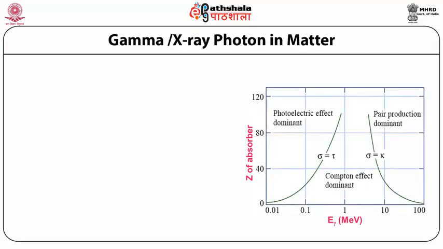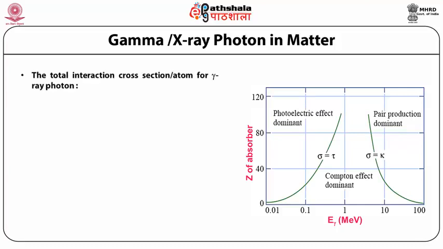Gamma ray, X-ray photon in matter. So we continue our discussion about the interaction of photons with matter. Here in this slide, we can see all the three processes by which the gamma ray interacts with matter and gets detected.